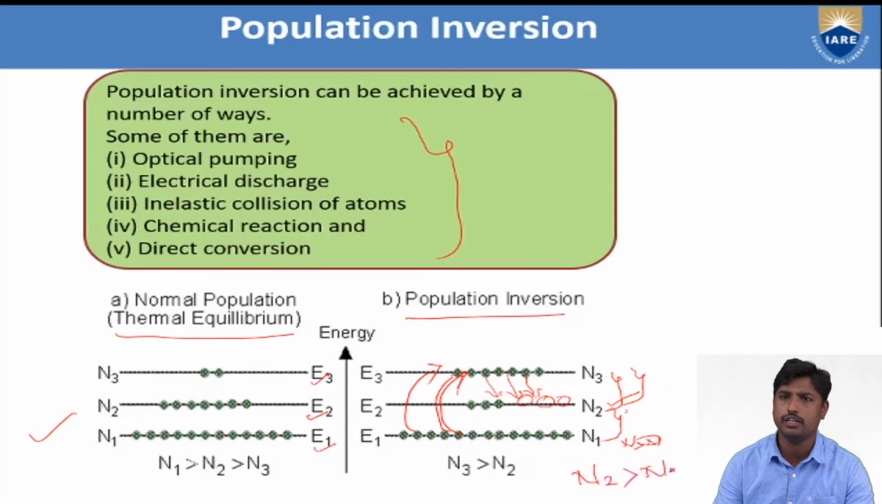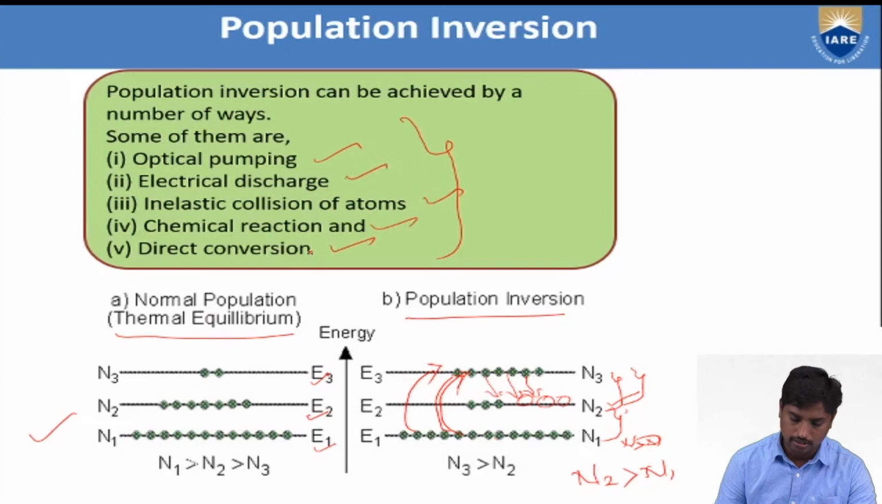This is also population inversion only. Population inversion is achieved between any of the existing energy levels, not necessarily exactly between E3 and E2 or E2 and E1. What are the pumping mechanisms here? Optical pumping is one of the pumping mechanisms: optical pumping, electrical discharge, inelastic collision of atoms, chemical reaction and direct conversion. These are the various types of pumping mechanisms in different types of lasers.